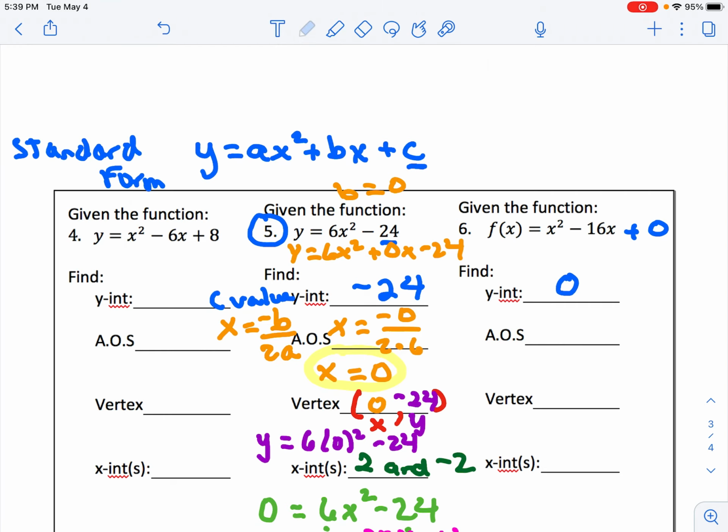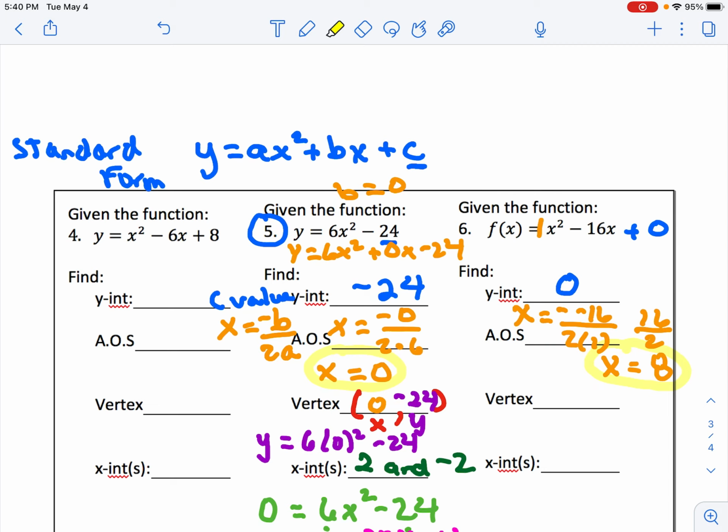Again, my axis of symmetry is the equation of the line where x is equal to the opposite of b, divided by 2 times my a value of 1. So that would be the opposite of negative 16 divided by 2 times 1. So now I have negative 16 divided by 2, which is the opposite of negative 16, so I have 16 divided by 2. So my axis of symmetry is the equation of the line x equals 8. Remember, we do need that x in there because it's an equation of a line. X equals 8 is the vertical line that goes through the x-axis at 8.